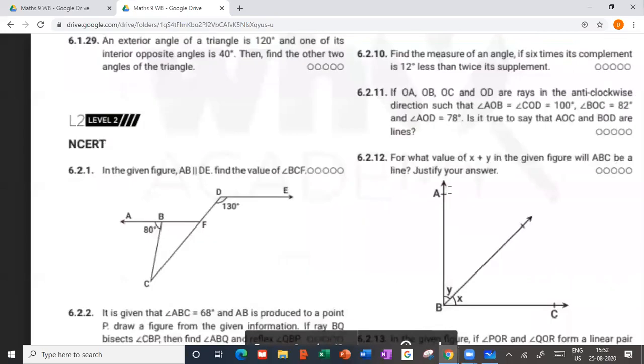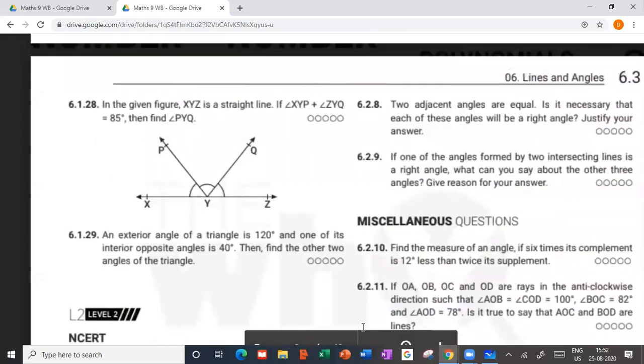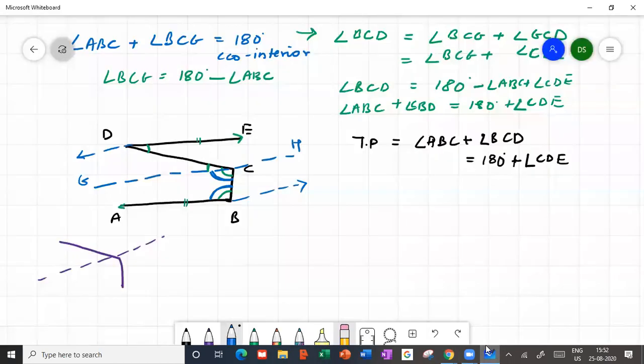Exemplar question. Ninth one. If one of the angles formed by two intersecting lines is a right angle, what can you say about the other three angles? Give reason for your answer. The other three are also 90.